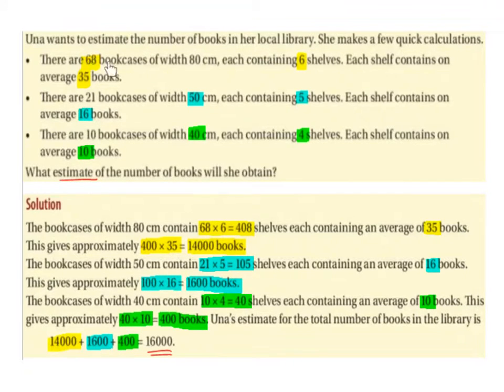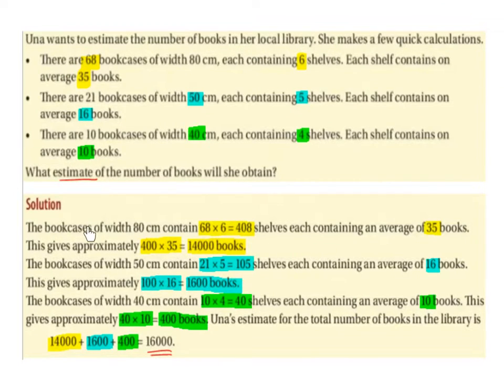There's 68 bookcases of a width of 80 centimetres, each containing 6 shelves. Each shelf contains on average 35 books. There's 21 bookcases with a width of 50 centimetres, each containing 5 shelves. Each shelf contains on average 16 books. There are 10 bookcases with a width of 40 centimetres, each containing 4 shelves. Each shelf contains on average 10 books. What estimate of the number of books will she obtain?